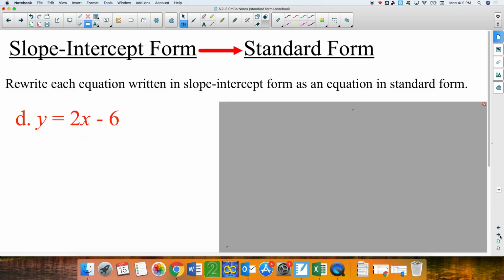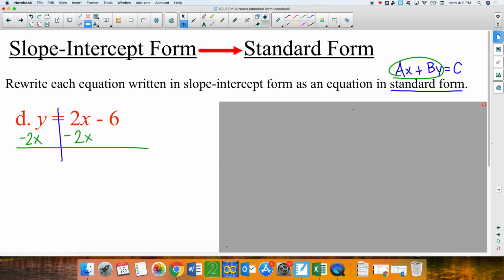So now we're going to look at putting it in standard form. This is the one where I need to get rid of my fractions. In standard form, what I'm trying to do, notice over here, is get my x and y terms together on the same side. So I need to take this 2x over there to my y. I'm going to do that by subtracting.